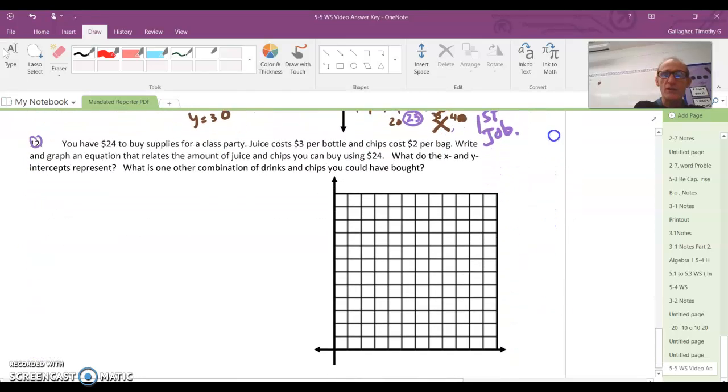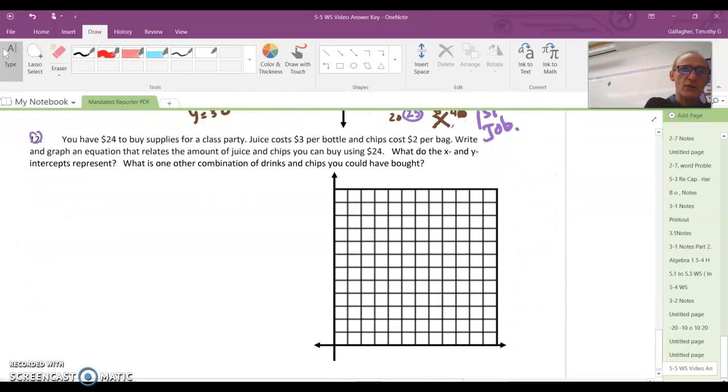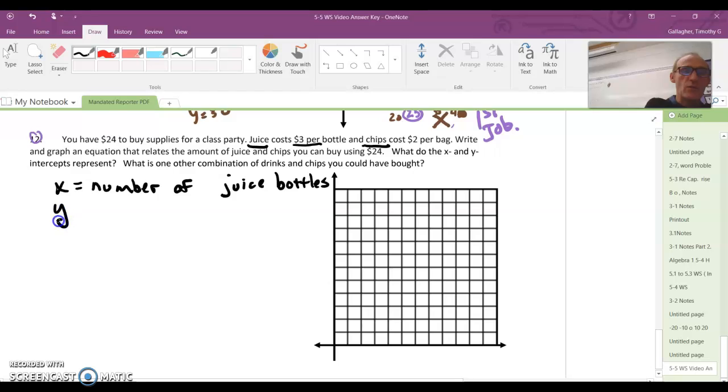Now, moving on to number 12, let's get that one knocked out. It says you have $24 to buy supplies for a class party. You have juice and you have chips. The juice costs $3 per bottle, so we're going to let x equal the number of juice bottles, and we're going to let y equal the number of chip bags.